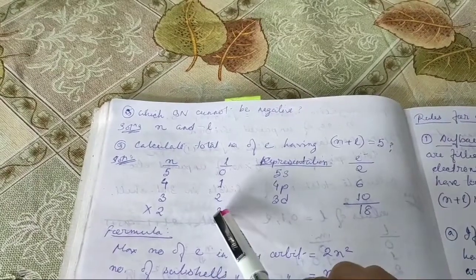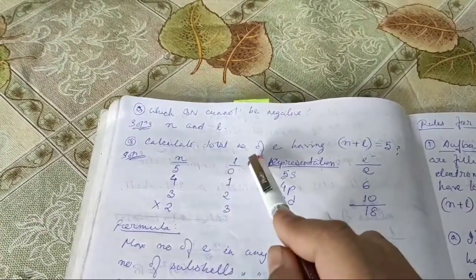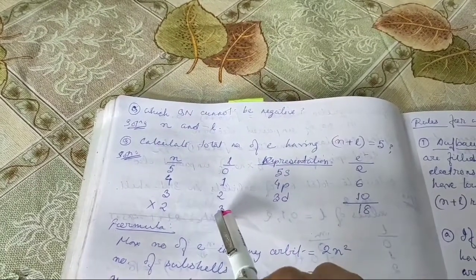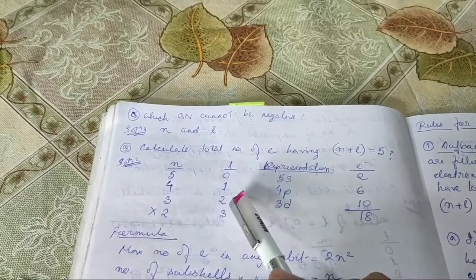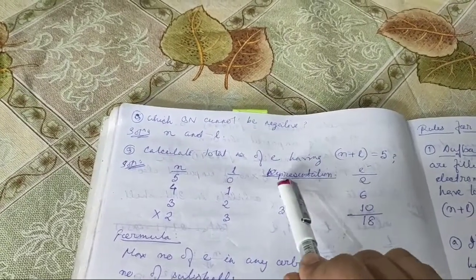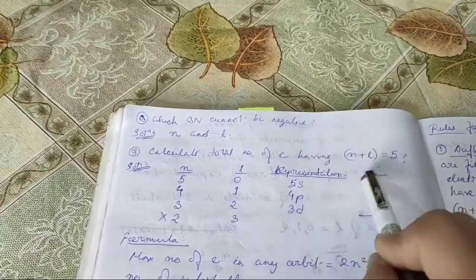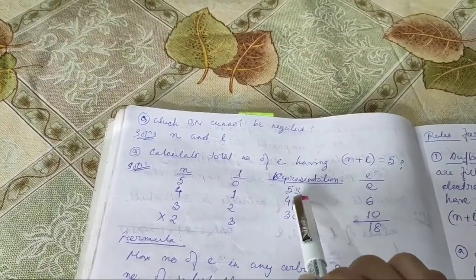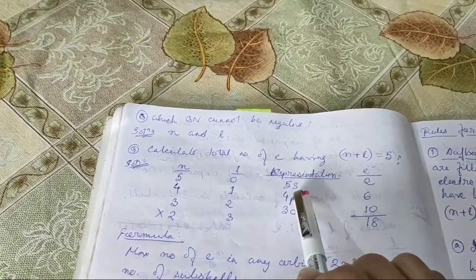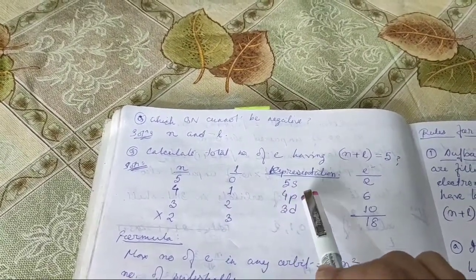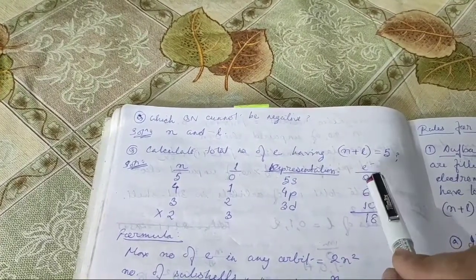2 plus 3 is also 5, but if the value of n is 2, then l cannot have the value 3. Now in 5s, the total number of electrons will be 2. In 4p, there are 3 orbitals. In one orbital there are 2 electrons, so in 3 orbitals the total number of electrons will be 6.